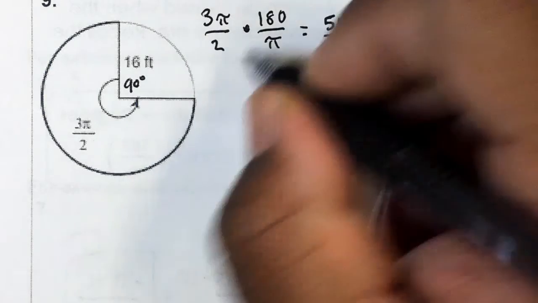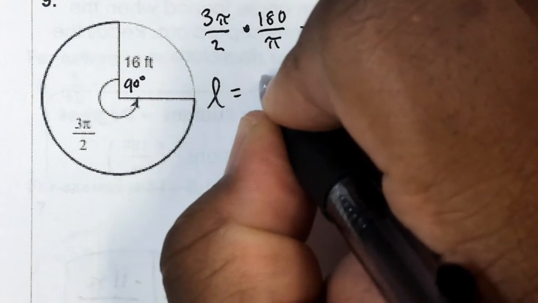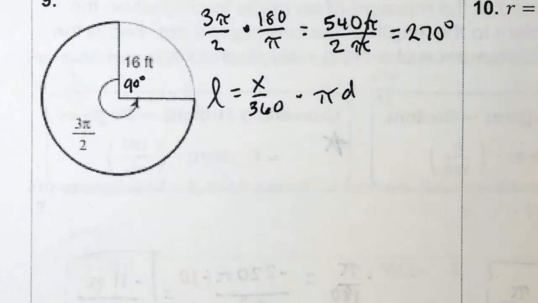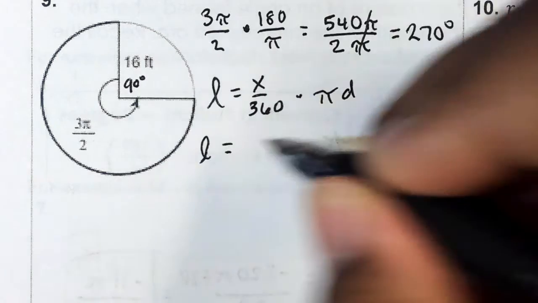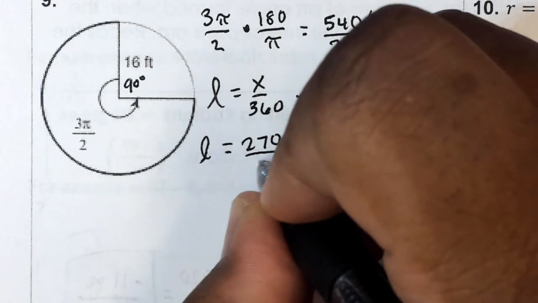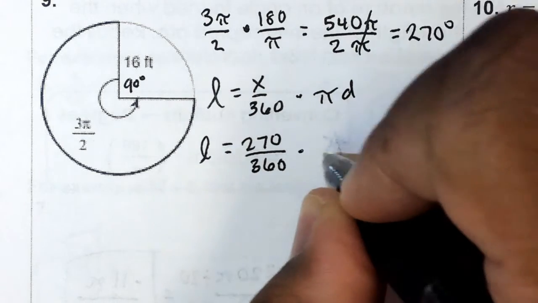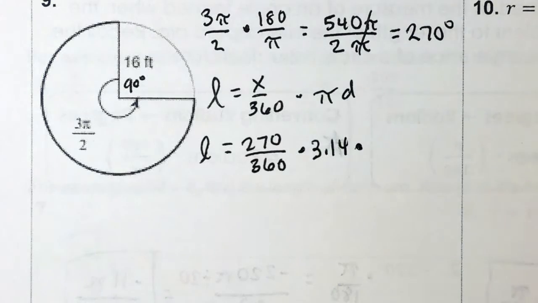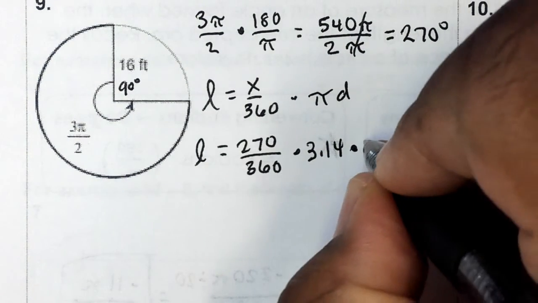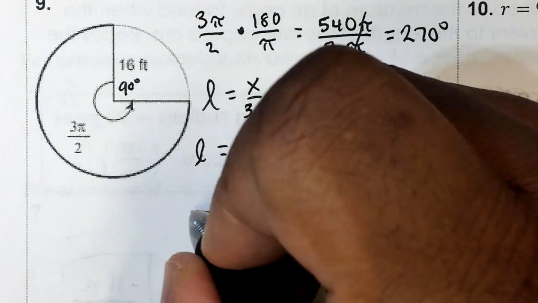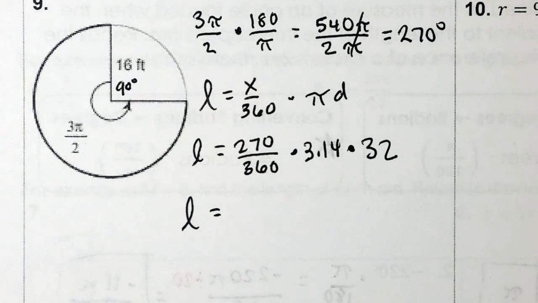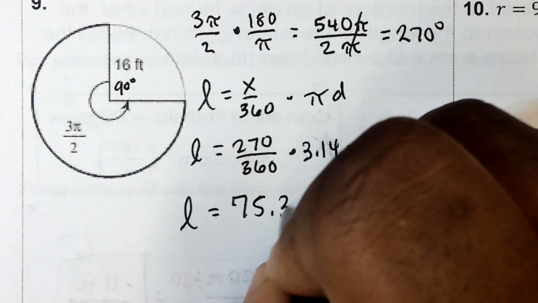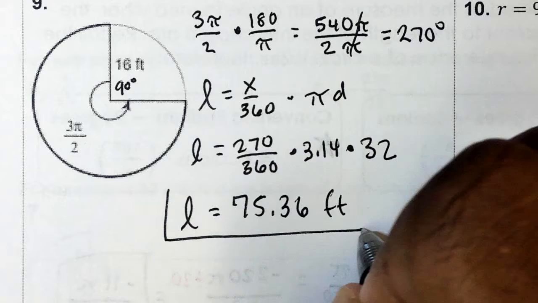Alright, so we're using the arc length formula. L equals x over 360 times pi times diameter. L equals, we just found our x, which is 270 over 360 times 3.14 times our diameter, which is 32. Round to the nearest hundredths. 75.36 feet. Yes, it is.